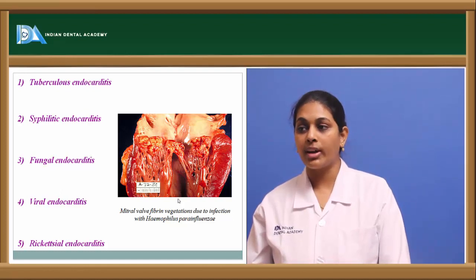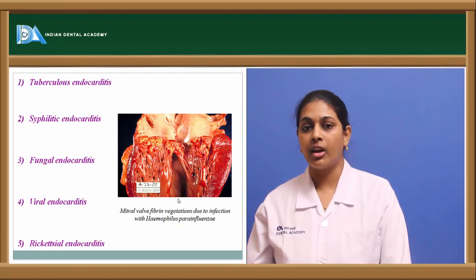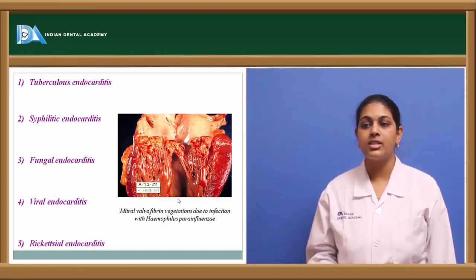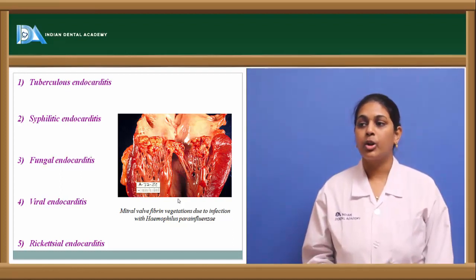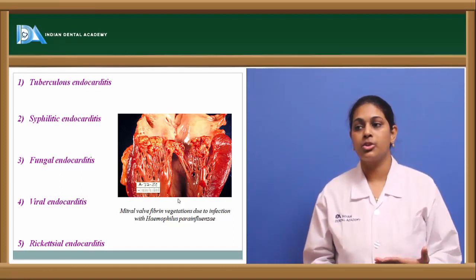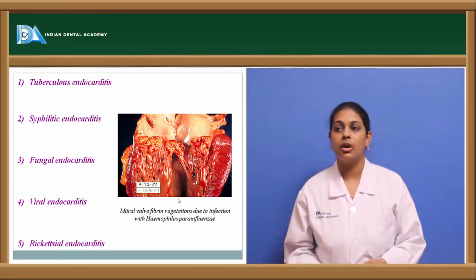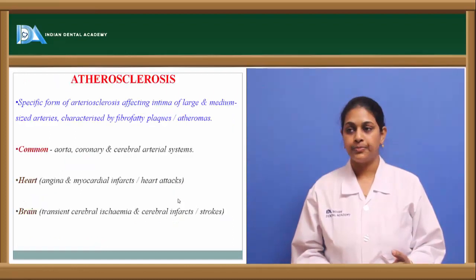So there is a picture showing mitral valve fibrin vegetations on the left side because of the infection with Haemophilus parainfluenzae. Because of this, there is a vegetation which is being seen on the mitral valve. Because of this, hypertrophy can also be seen, which is shown with a scale measurement of a gross specimen. So this is of endocarditis. These are the features of bacterial endocarditis.